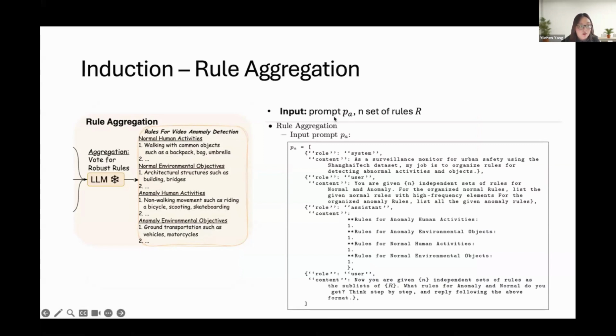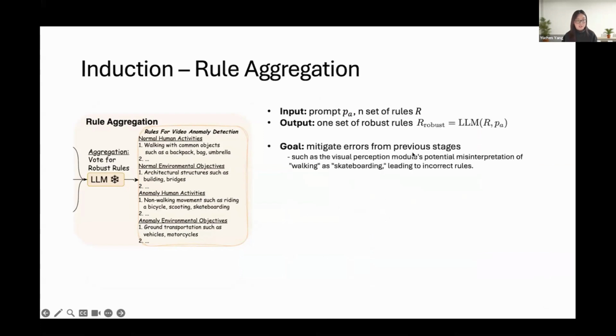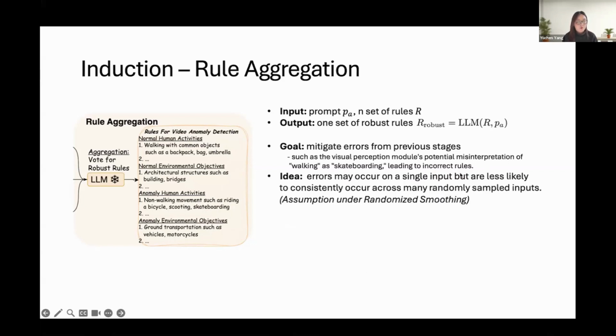Here is the prompt we used to aggregate the rules. The high-level idea is to mitigate the errors from the previous stage, such as the visual perception module potentially misinterpreting walking as skateboarding. This will lead to incorrect rules. For example, skateboarding might be considered a normal rule. So this is absolutely what we do not want. So we use this rule aggregation to try to mitigate those errors.